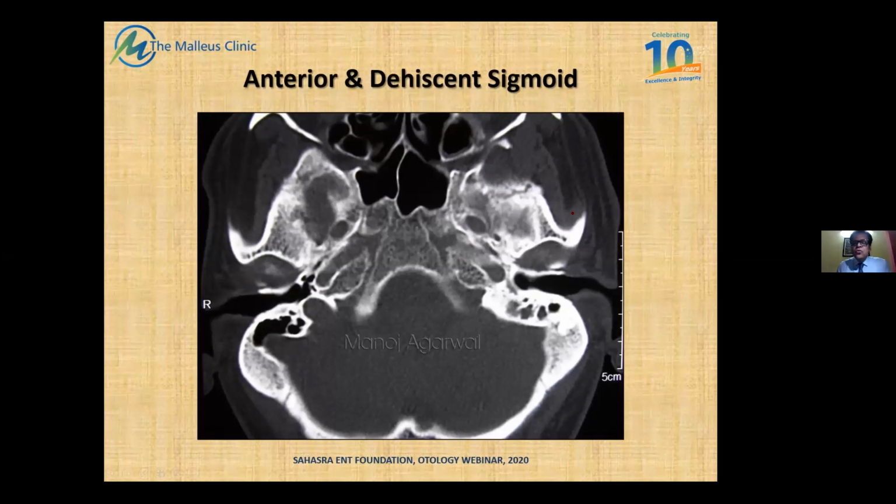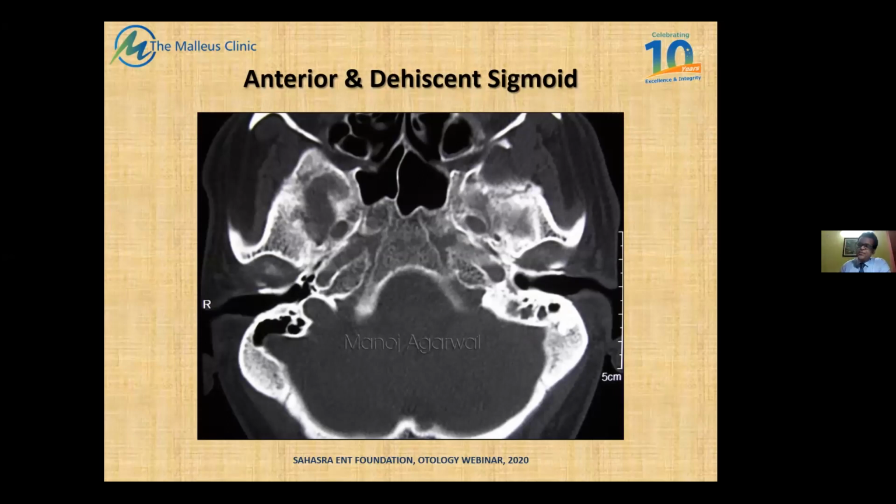Okay, we are through with the pneumatized mastoid. Now, let's take a look at an anterior and dehiscent sigmoid. Now, I kept having the question again in the chat the last time, though I had answered the question at the beginning of the lecture in the previous presentation, as to what is a low-lying dura.